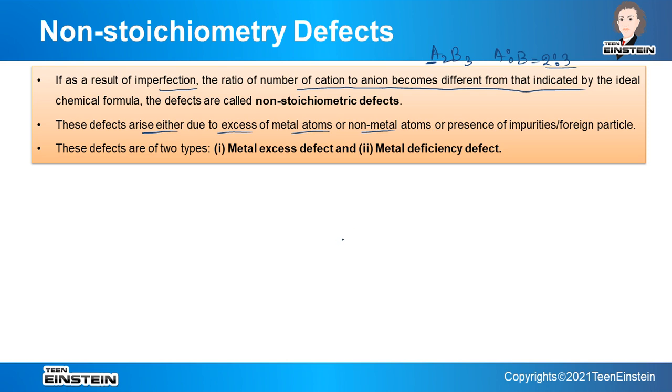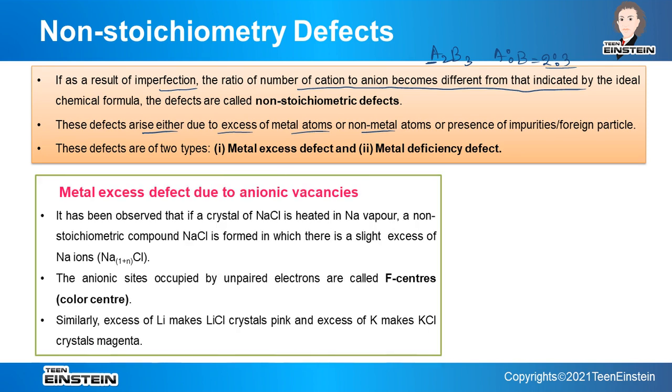Metal excess defect, we can easily understand that metal is in excess, but metal deficiency is also one type of anion increase, because when metal is deficient, that is, positive charge is deficient, obviously negative charge will be higher in amount. So metal excess defect because of anionic vacancies.